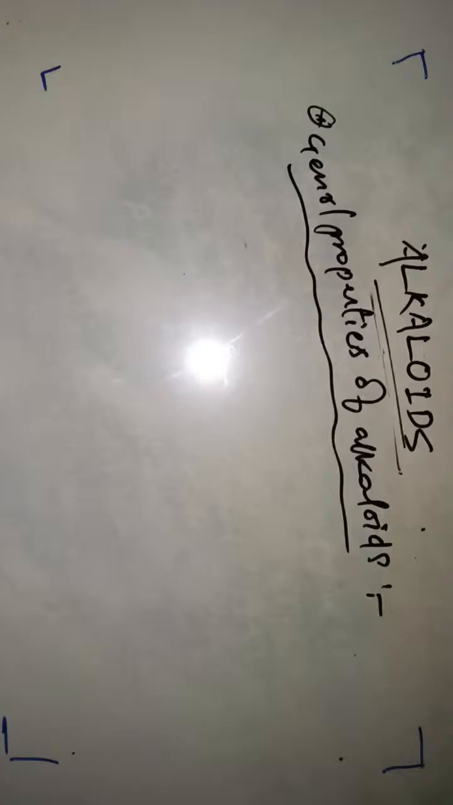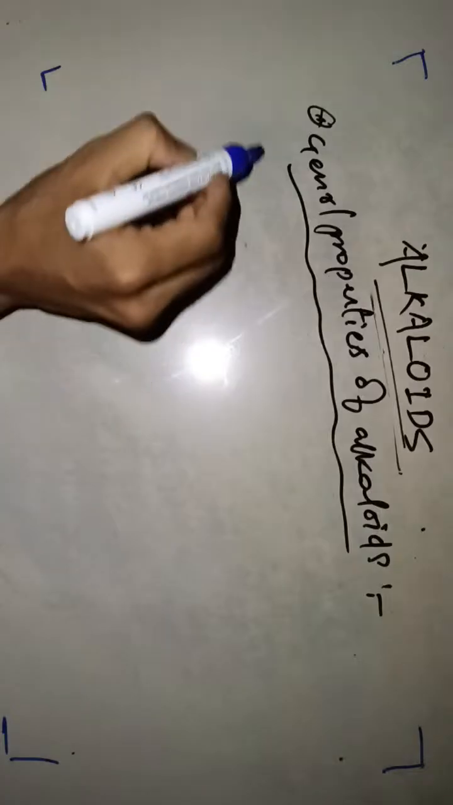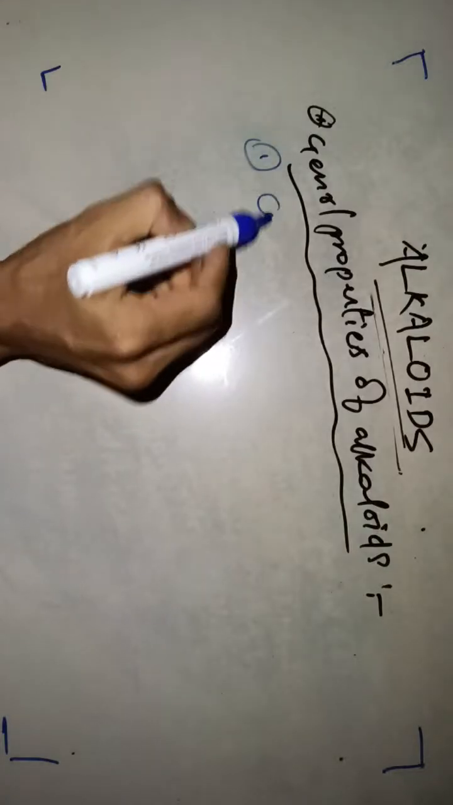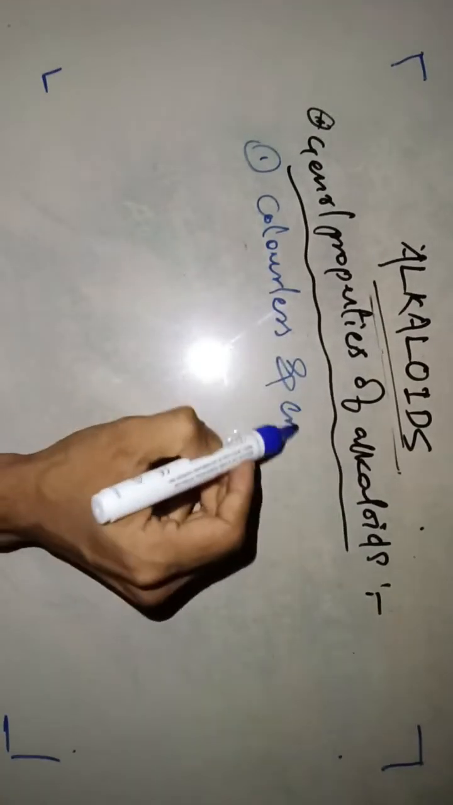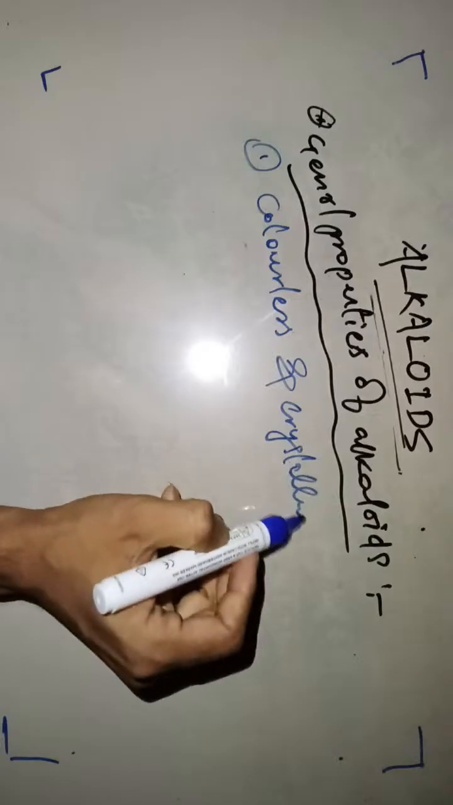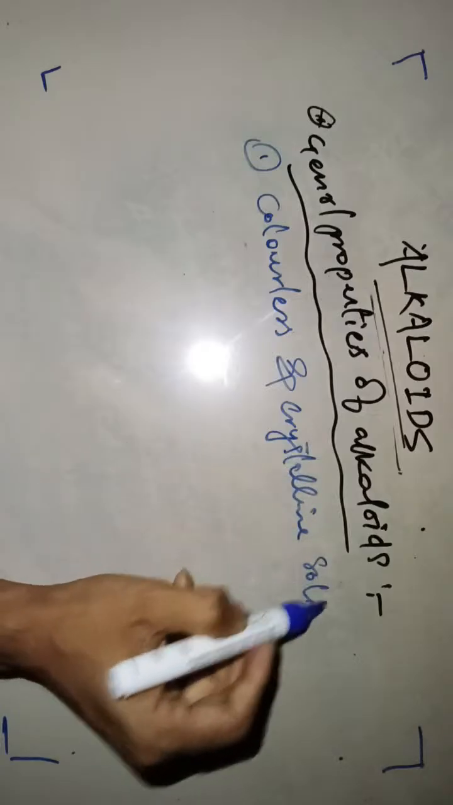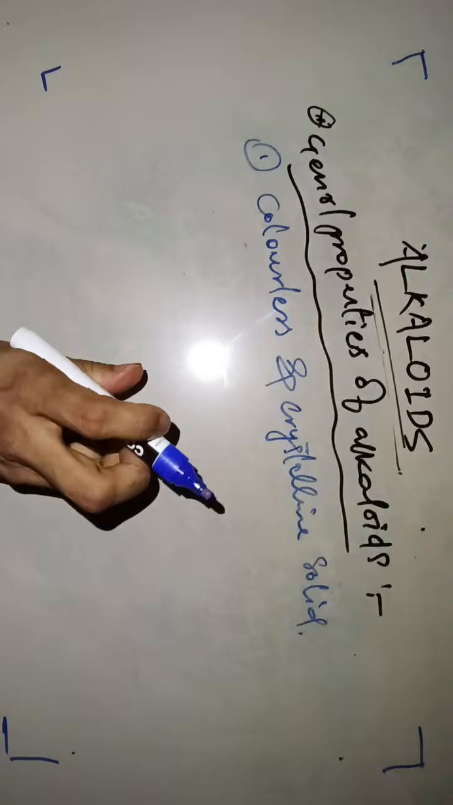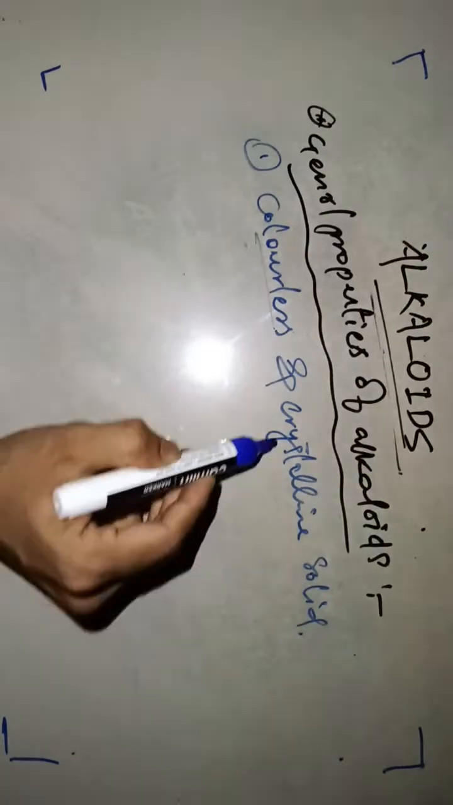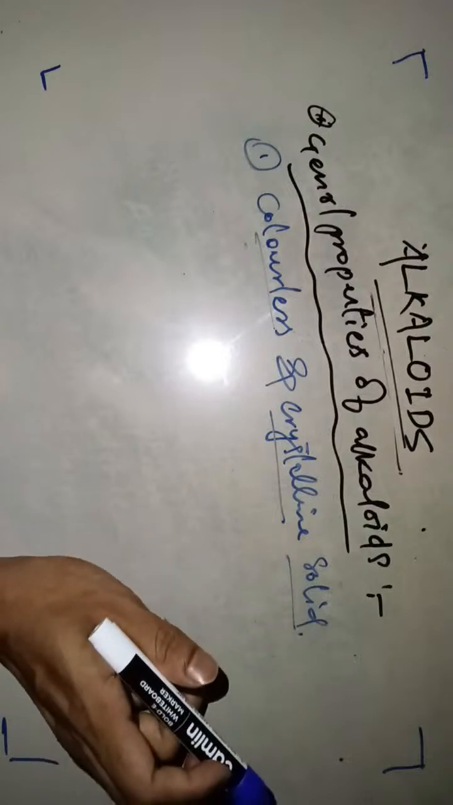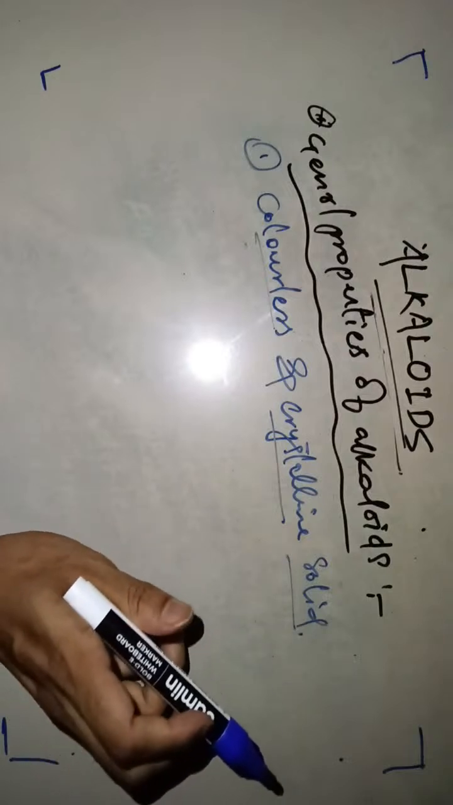Number one, the majority of alkaloids are colorless and crystalline solids. There are some exceptions. We have to remember those exceptions, as they are the most important.